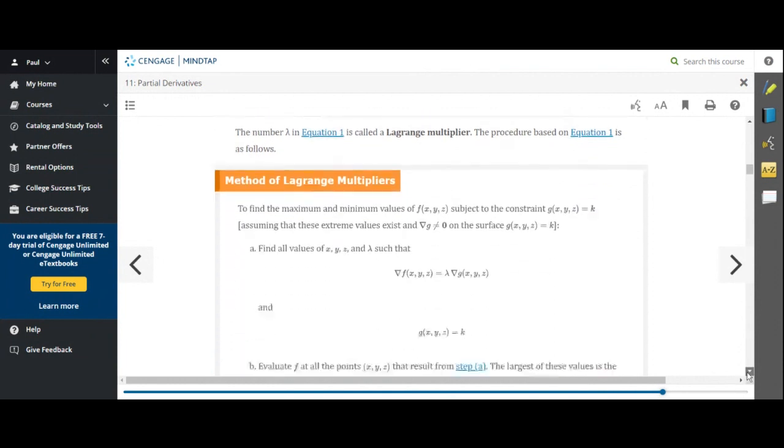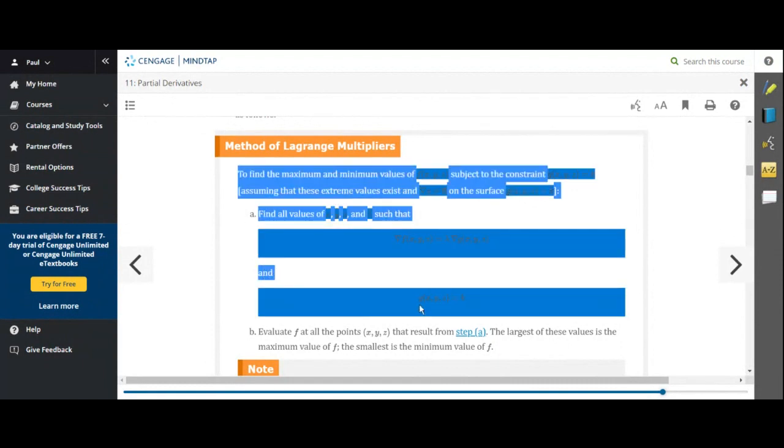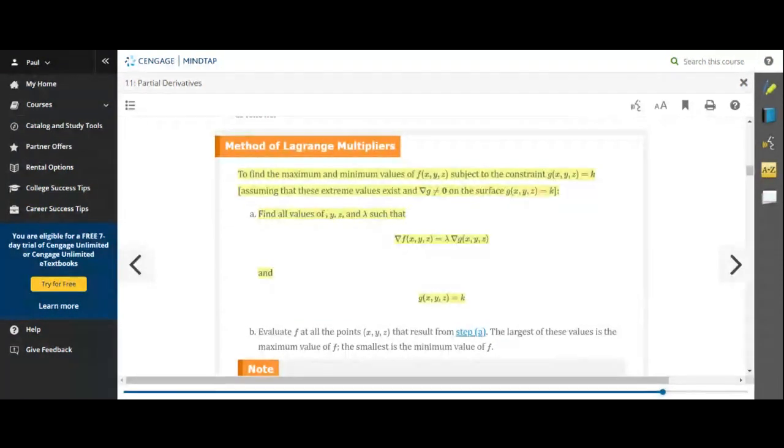So the method of Lagrange multipliers says to find the maximum and minimum values of a function subject to a constraint, you find all the values of x, y, and z that satisfy that Lagrangian vector equation and the constraint. And then you evaluate the function at the points to see which of the values is a maximum and which is a minimum.